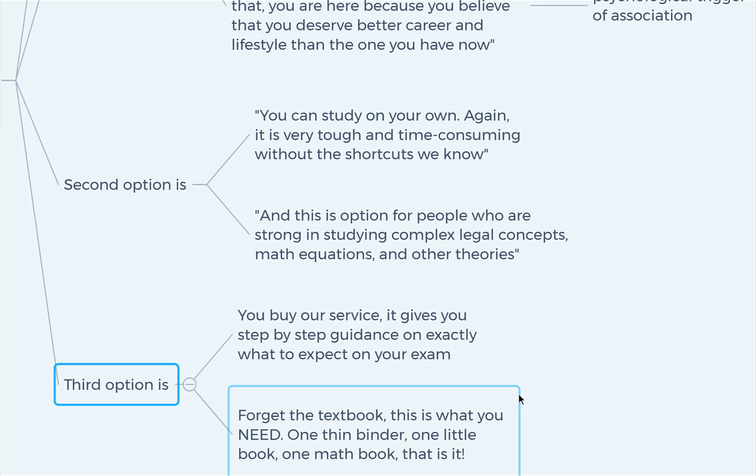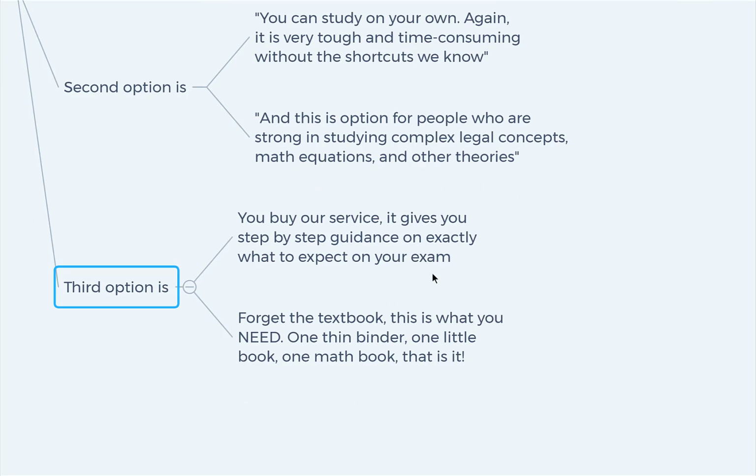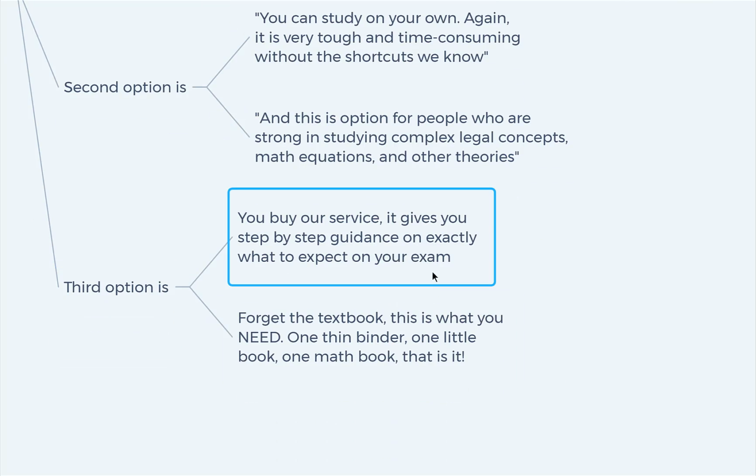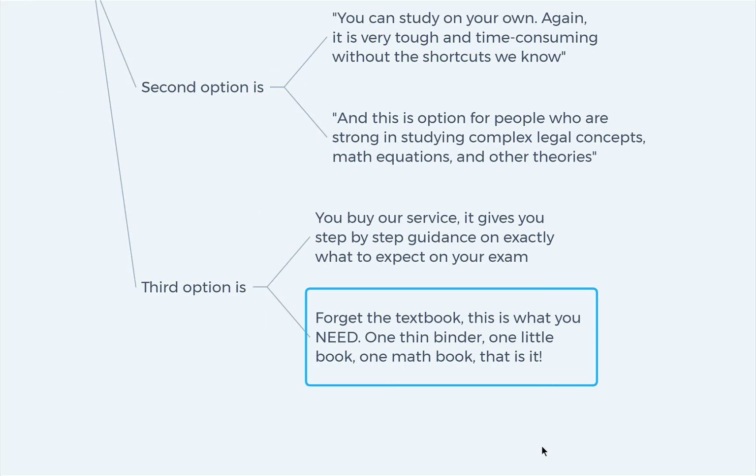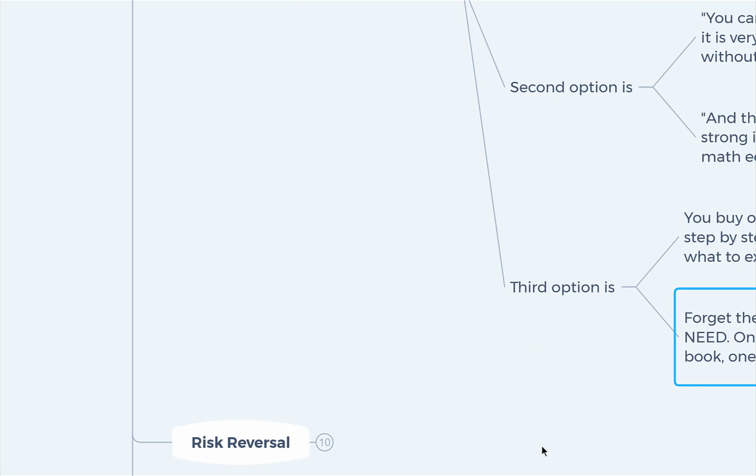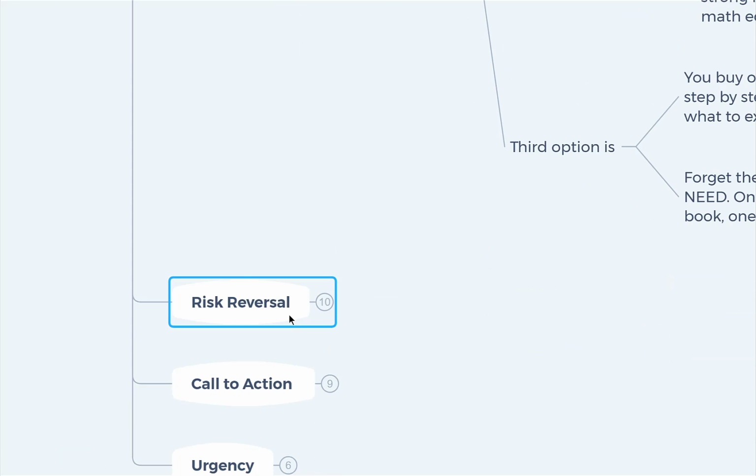Third option is you buy our service. It gives you step-by-step guidance on exactly what to expect on your exam. Forget about the textbook. This is what you need. One theme binder, one little book, one math book. That is it. Next, you're moving on to the risk reverser.